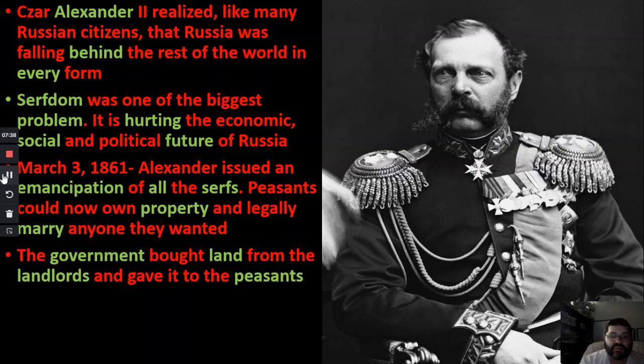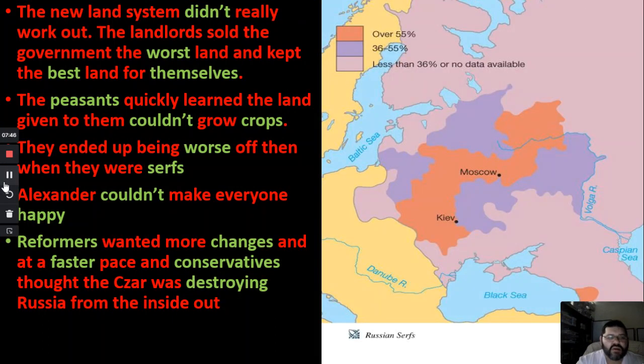Okay. So basically, they looked at the landowners and said, "We need to buy land from you." Well, the landowners were like, "Okay, fine, we'll take your money." But the thing is, they didn't sell the government the good land. They actually sold them the bad land. They kept the good land for themselves and basically said, "Yeah, take this land here. We'll sell it to you." And it went to the peasants, the really bad land.